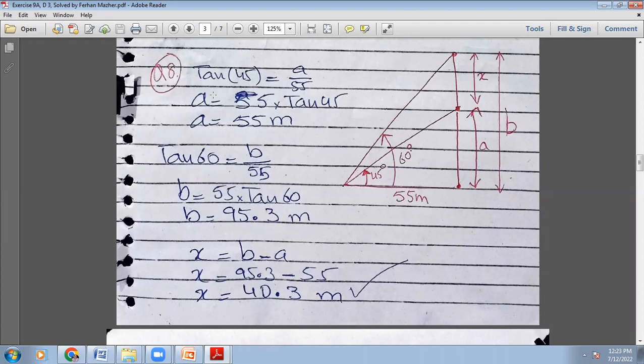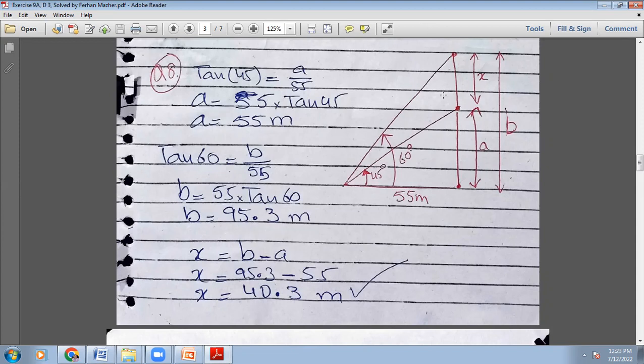Okay. So tan 45 will be equal to A divided by 55. So A will be equal to 55 multiplied by tan 45. So the value of A will be 55 meters. Then we will take tan 60 in the big right angle triangle, and there tan 60 will be perpendicular over base. The perpendicular is B and the base is 55. So B will be equal to 55 multiplied by tan 60. And when you enter it into your calculator, you get 95.3 meters.